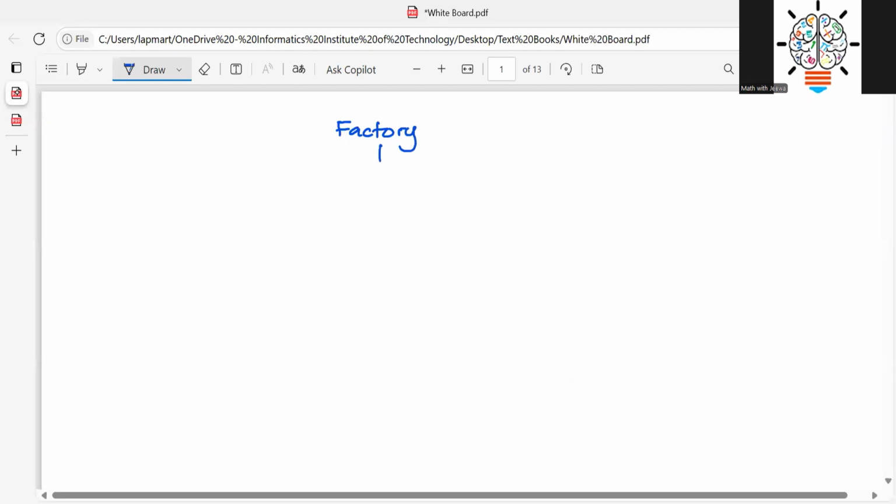What happened is that they have allocated the space. The first one is the production line, and then this is the remaining space. Okay, this is the remaining space.